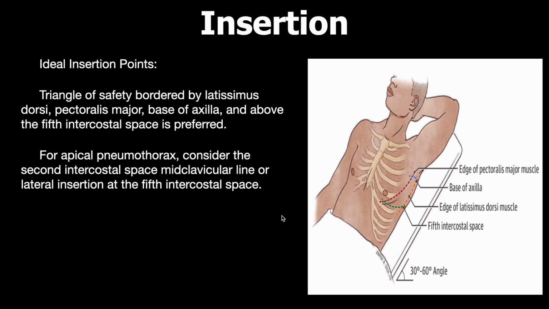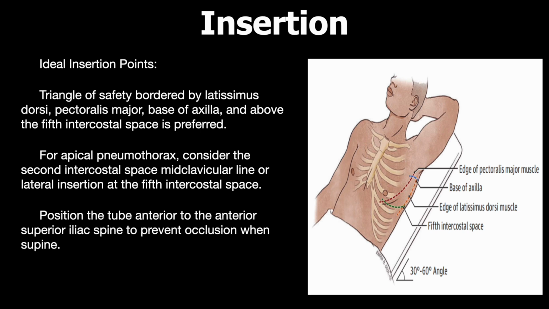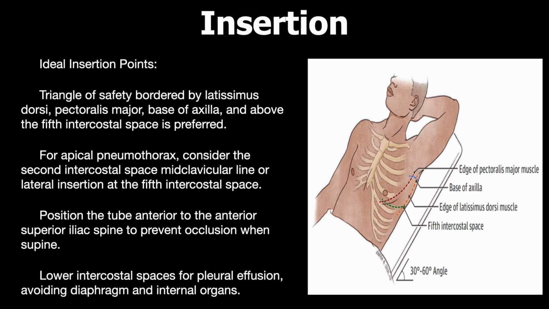For apical pneumothorax, consider the second intercostal space in the mid-clavicular line or lateral insertion in the fifth intercostal space. Nowadays, the fifth intercostal space is more preferred. Regarding positioning, the tube is placed anterior to the anterior superior iliac spine, done to prevent occlusion when the patient is supine. Lower intercostal spaces for pleural effusion, avoiding the diaphragm and internal organs, can be used if the collection is located in a lower down area.